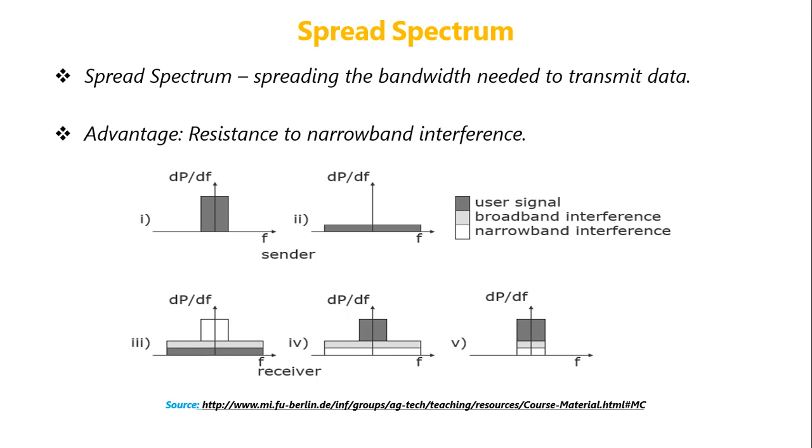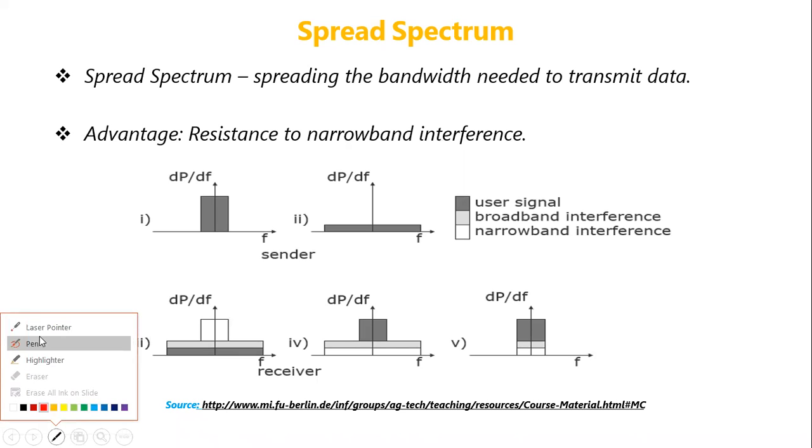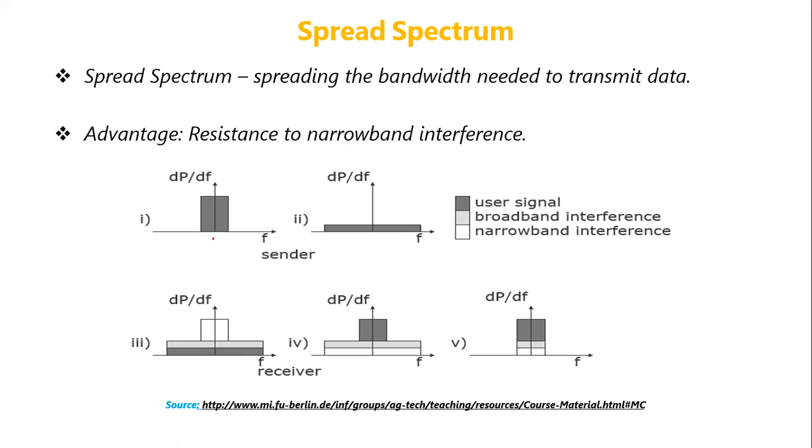Let us try to understand how this concept works with an example. This diagram shows the overall working of the spread spectrum. Here, the first diagram is the original signal that we want to transmit. This is otherwise called the user signal, which is represented in dark gray color. That is the one we want to transmit. Before transmitting, the user is spreading the signal across the frequency domain, and then transmitting it.